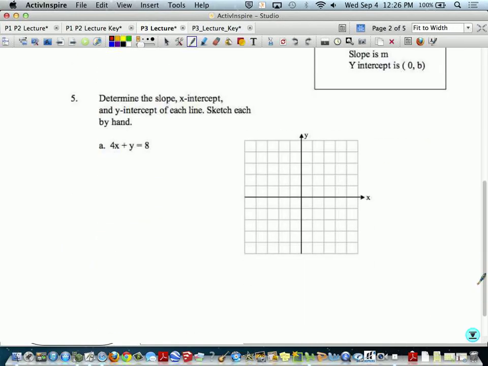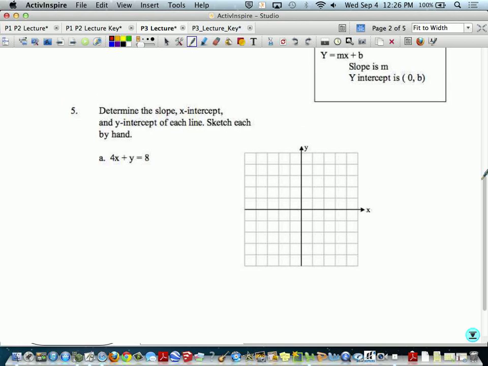So we've already been working with that one, which is called the slope-intercept form. This is what's called general form or standard form of a linear equation.